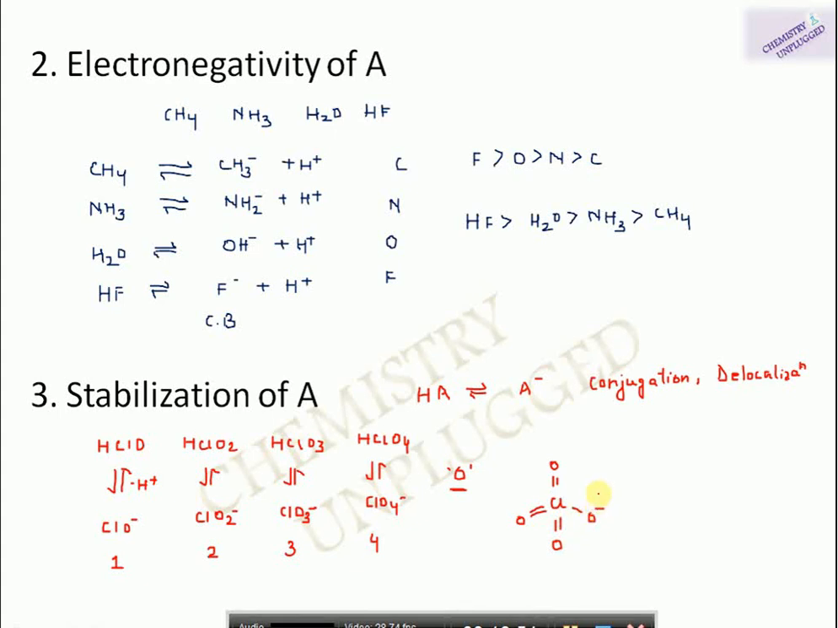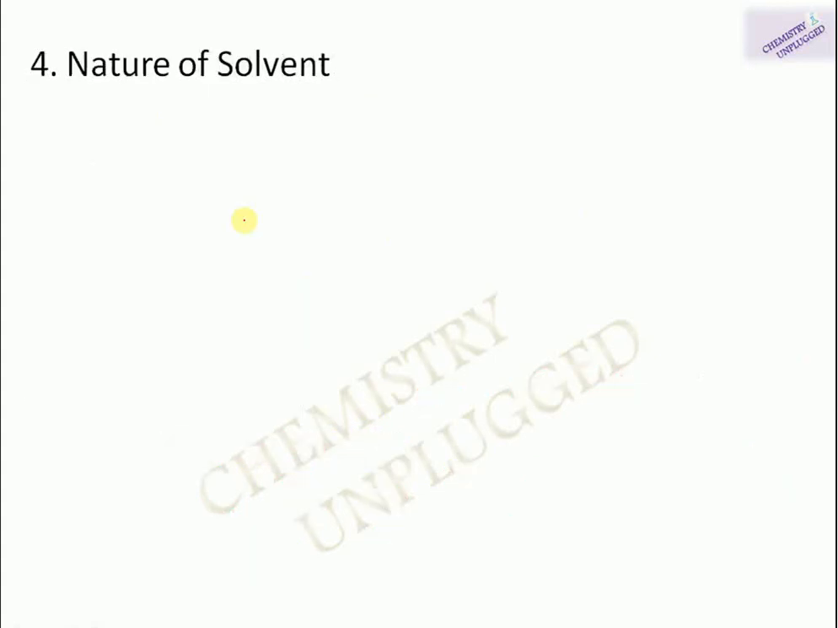If we delocalize this negative charge, it can be placed here or we can have a number of structures. In this way, ClO4 minus is more stable because we have 4 canonical forms over which the negative charge can be delocalized. Because it is highly stable, HClO4 has the highest acidic strength.